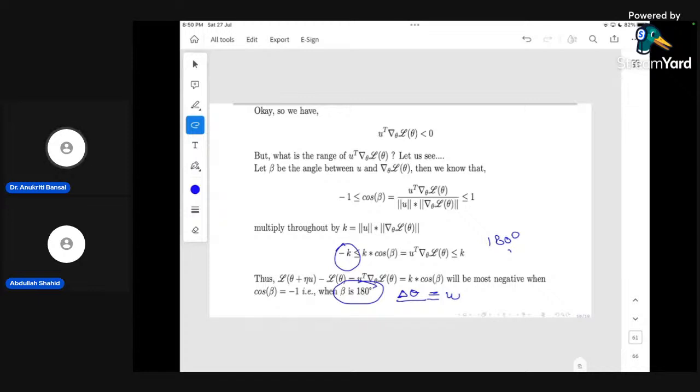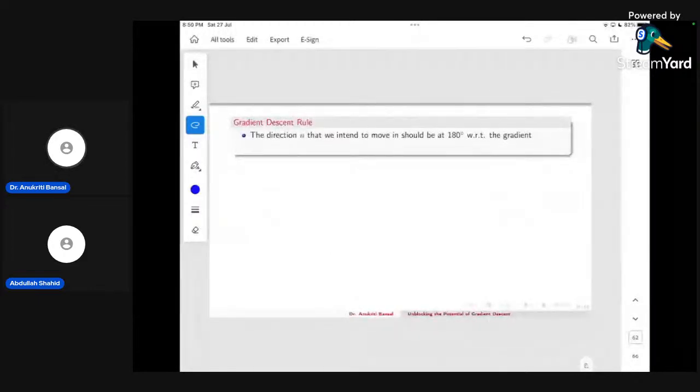Therefore, whenever we are updating the weights, we should always move in the direction opposite to the gradient. And that is the whole idea of our gradient descent algorithm. The gradient descent algorithm says that the direction u that we intend to move in should be 180 degrees with respect to the gradient, or we always move in the direction opposite to the gradient. And what is the gradient? It is always the slope.